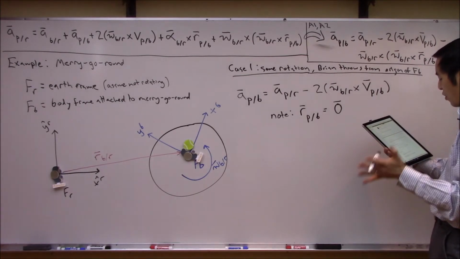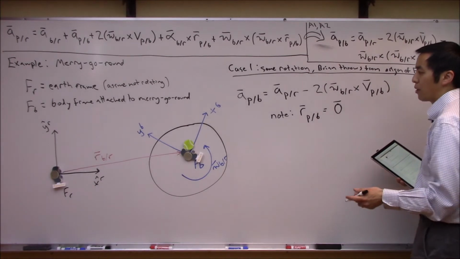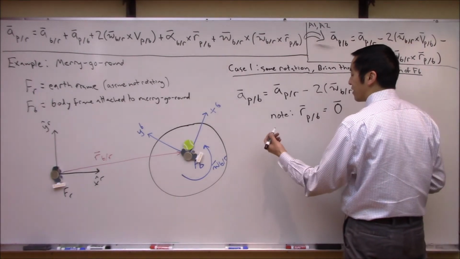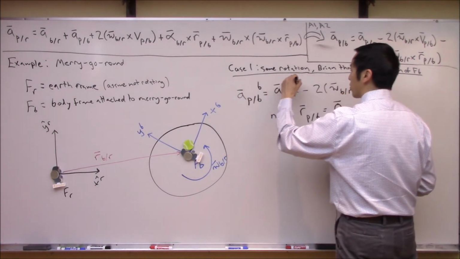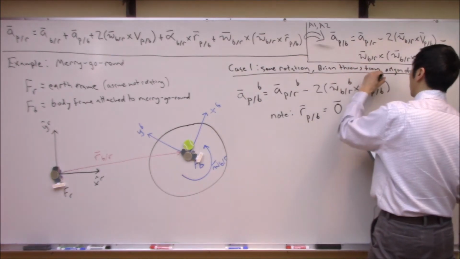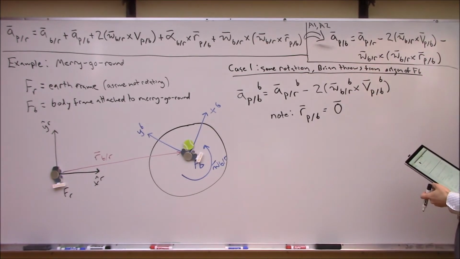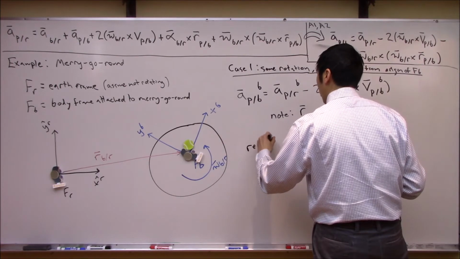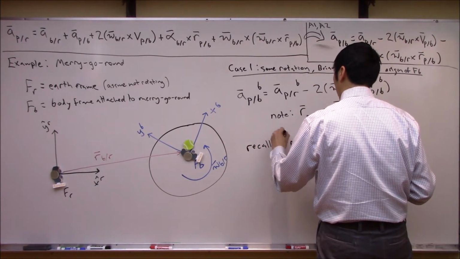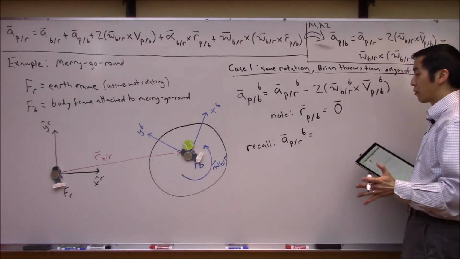So again, I think it might be handy to now express this in a given frame. Let's go ahead and express this in FB, so I'm going to superscript all of this with a B. So we have to ask ourselves, what are all of these terms? Let's recall, a_P with respect to R expressed in the body frame is the true acceleration expressed in the body frame.